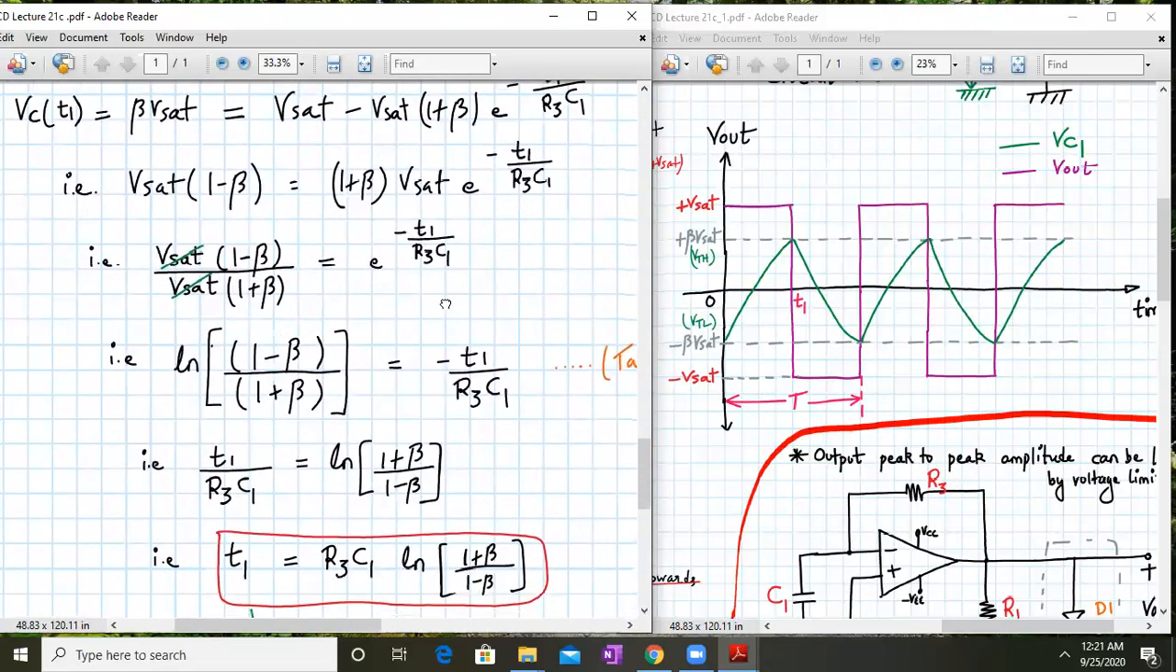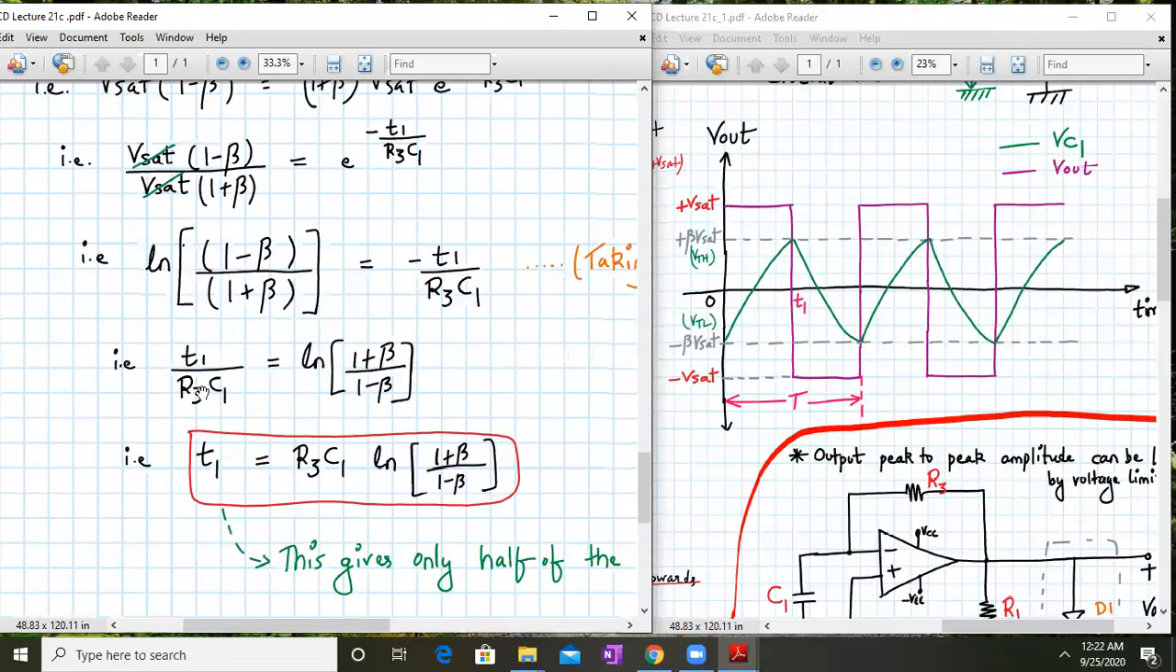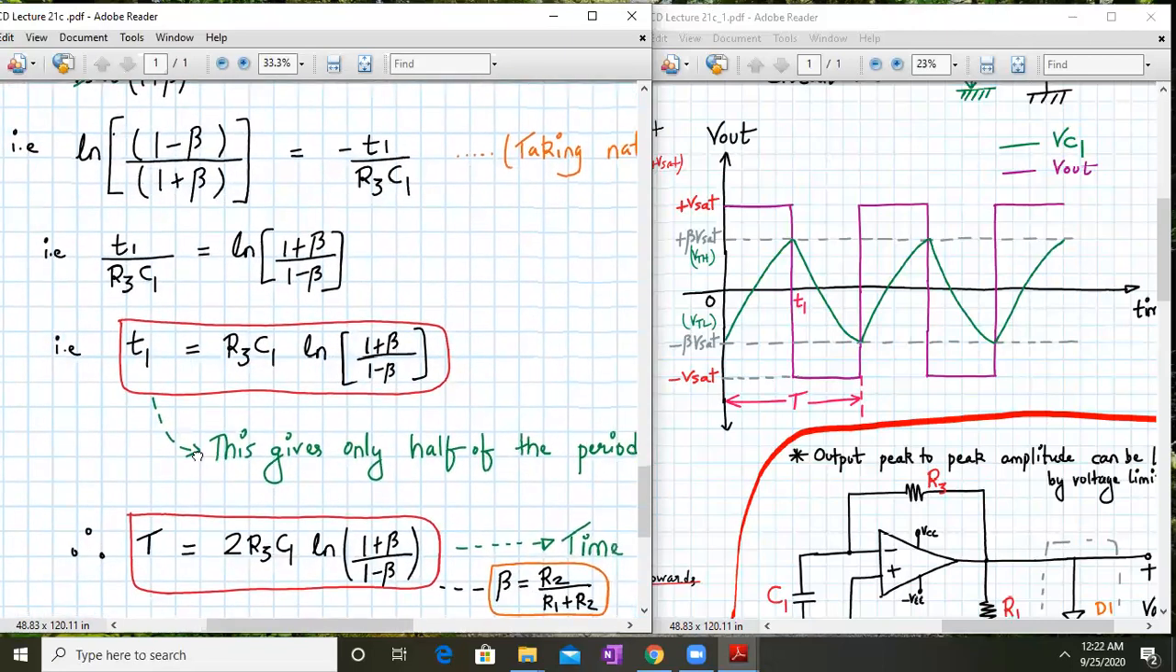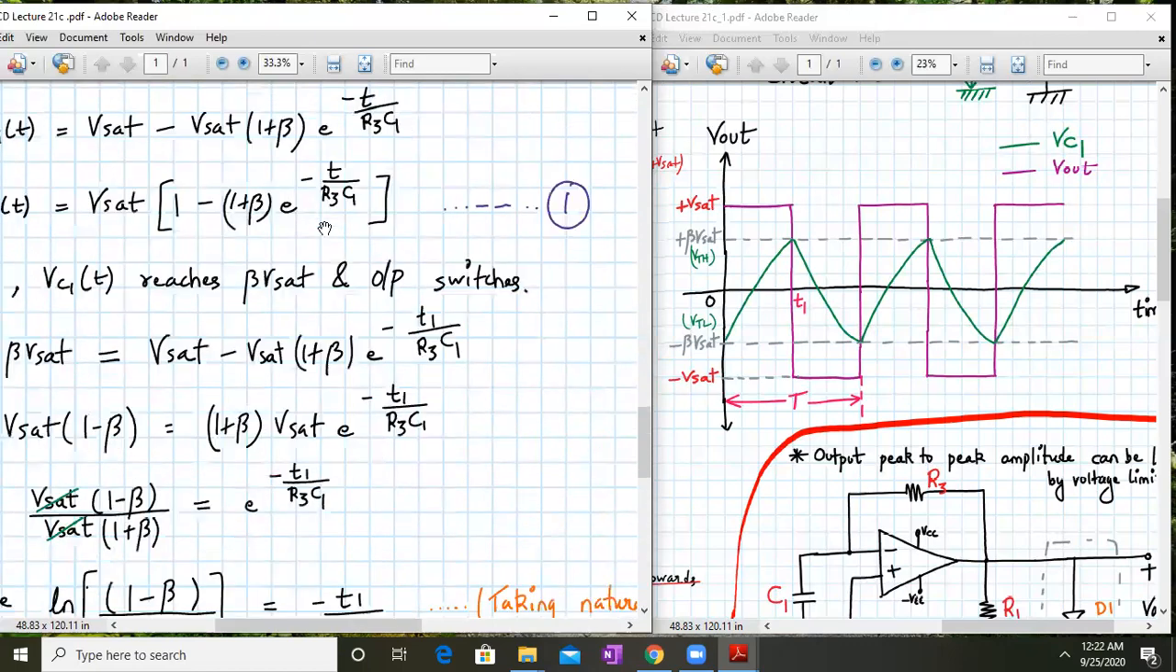So basically, if you take the natural log on both the sides, you will get ln of (1 minus beta) upon (1 plus beta) is equal to, e raised to will go because of the natural log, so it will be equal to minus T1 upon R3 C1. So it's just a matter of rearranging the terms. So you will get finally the expression of T1 as R3 C1 ln of (1 plus beta) upon (1 minus beta), where beta is given by R2 upon R1 plus R2. Let us confirm it.